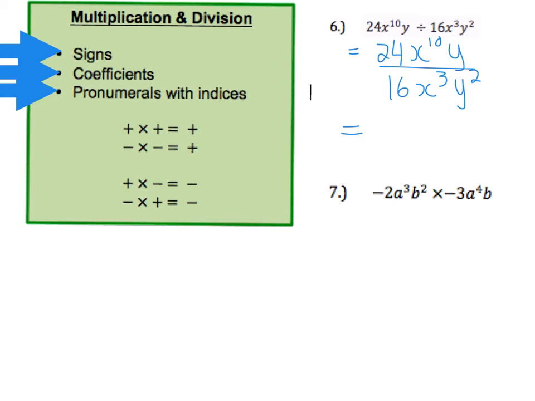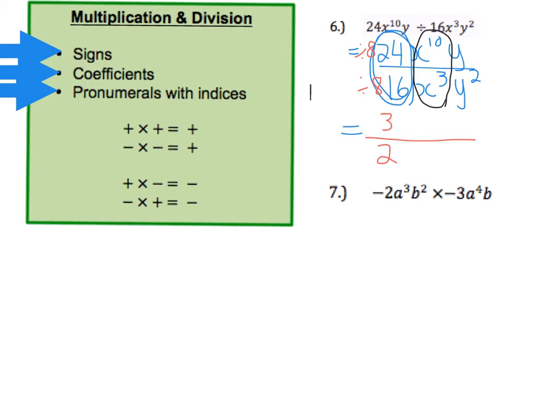Now we're going to divide and simplify the coefficients. So we want to simplify those two numbers. We're going to look for the highest number that can divide into both of them. 8 can divide into 16 and into 24. So if we divide 24 by 8, we get 3, and 16 divided by 8 is 2. Now we move on to the pronumerals. With times and divide, we can times and divide even if the coefficients are different.